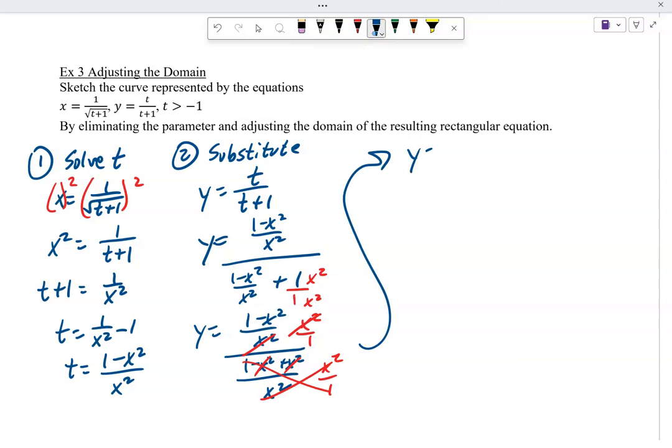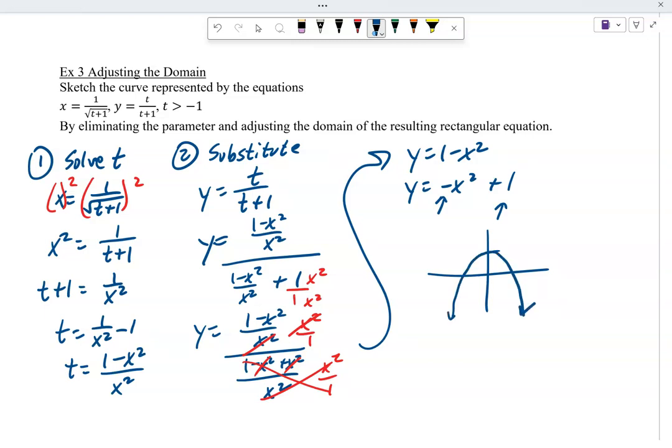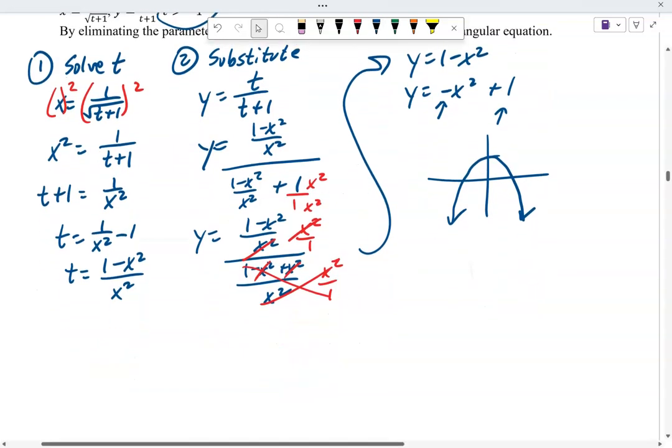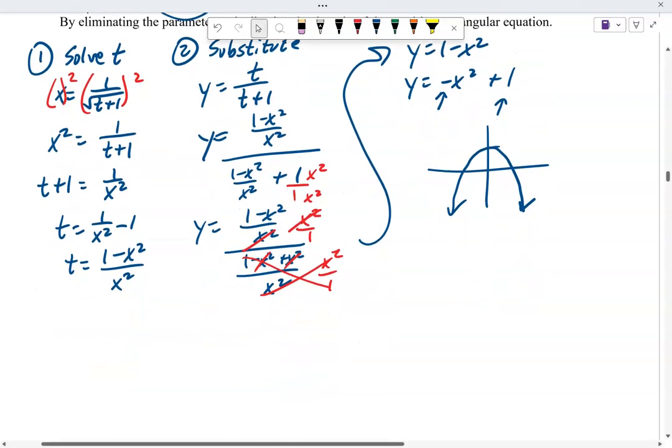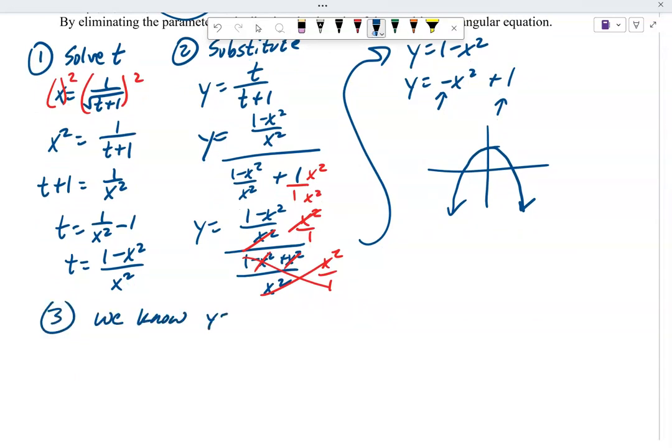Bring it up here. In other words, we've got this parabola flipped over, right? Reflection about the x-axis and bumped up 1. So it's flipped over and bumped up 1. Now, I've got a different domain. Notice my t here has to be greater than -1. And so we're just going to have to adjust our domain on that. So let's go down here. We know we've got this parabola, but we've got to adjust the domain.